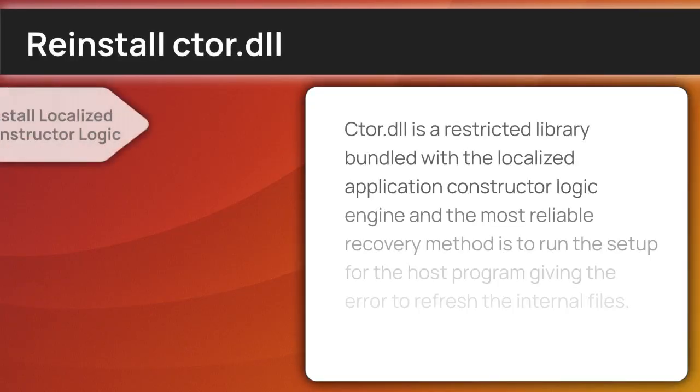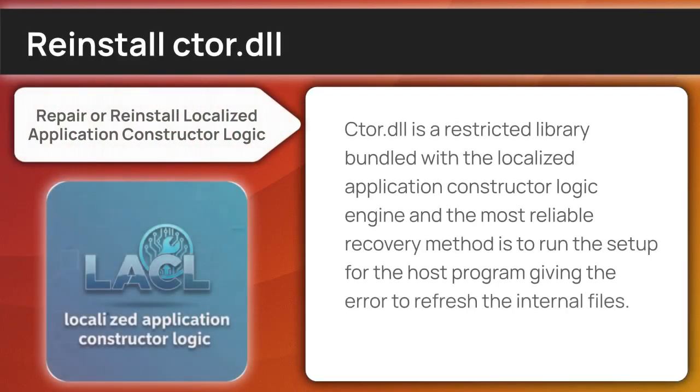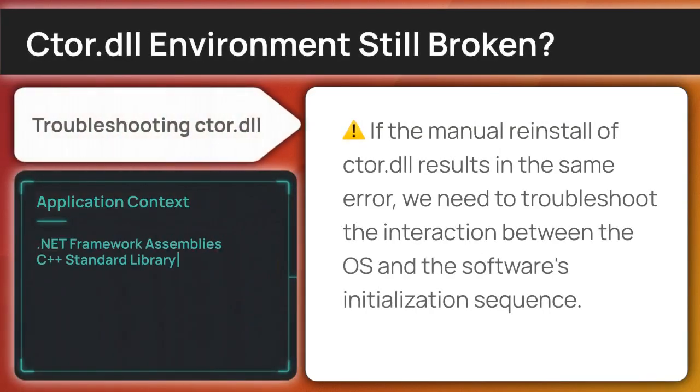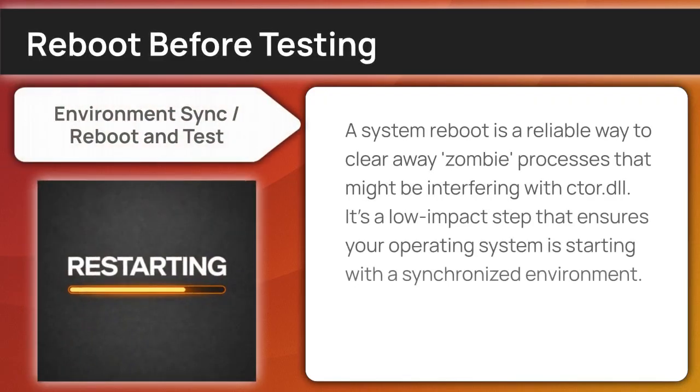Ctor is a restricted library bundled with the localized application constructor logic engine, and the most reliable recovery method is to run the setup for the host program giving the error to refresh the internal files. When the primary installation path fails, a more surgical approach to checking your system's environmental variables is required. A full system restart ensures that no background processes are currently locking the Ctor library file. A fresh boot allows Windows to reinitialize its library map from a clean state.